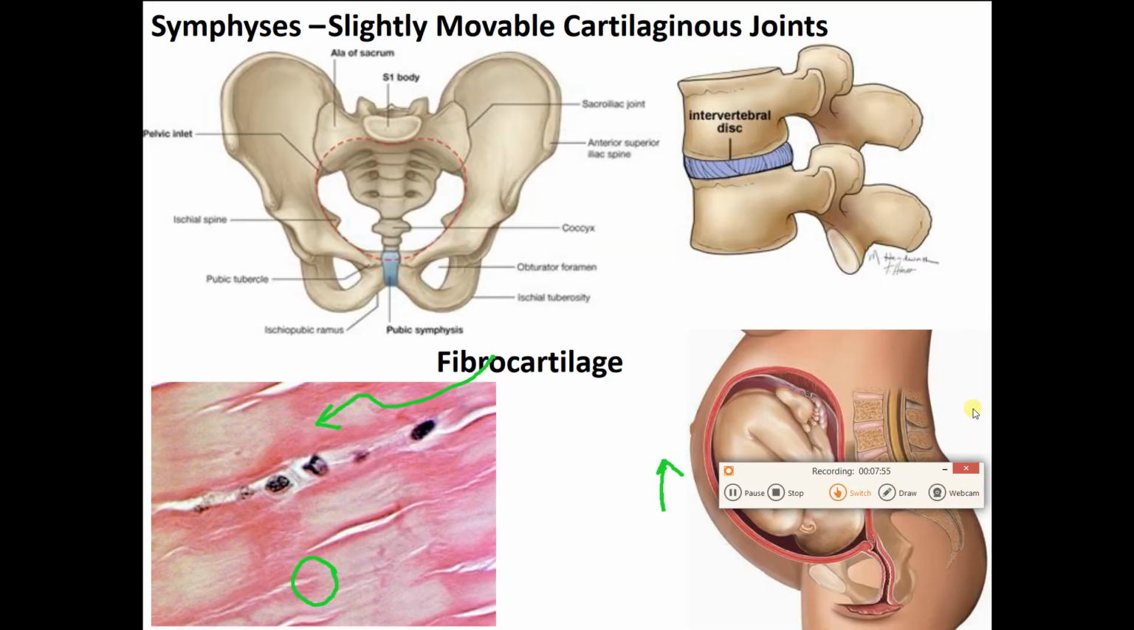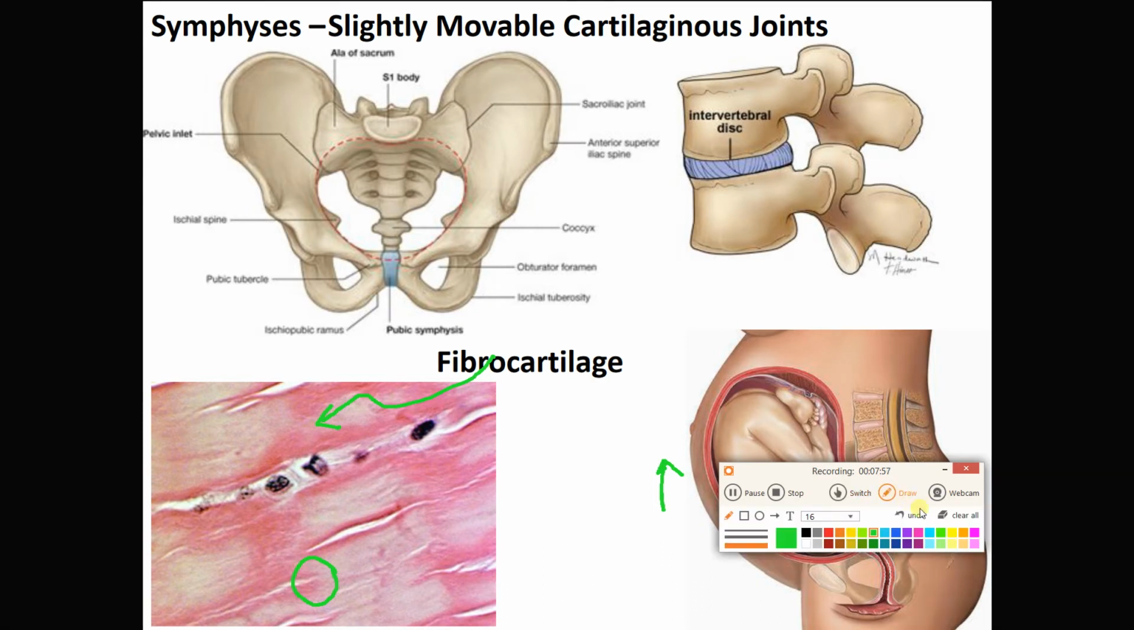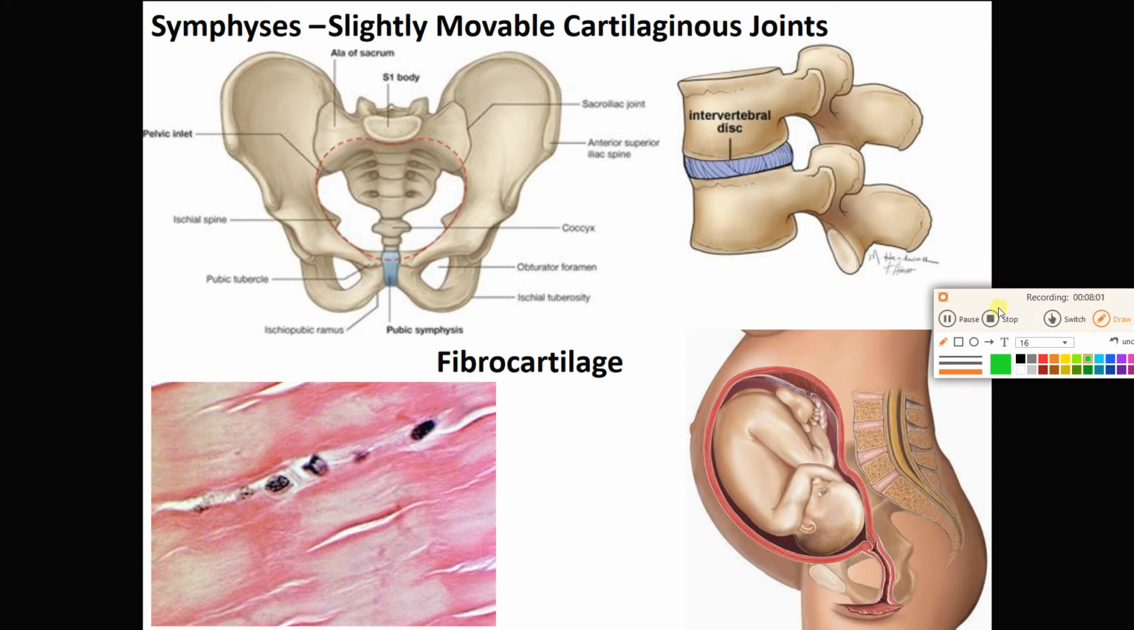There are also slightly movable cartilaginous joints. And they are going to have fibrocartilage as the cartilage between the bones. And we see them at this joint between these two lumbar vertebrae here, between the two bodies of the lumbar vertebrae. That is a symphysis. It's called a vertebral symphysis.